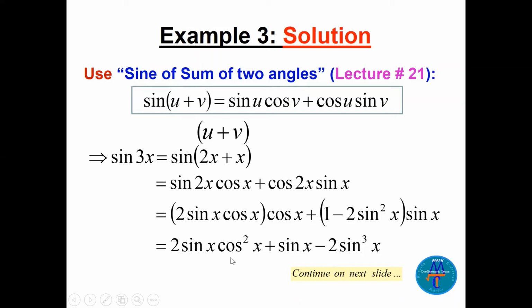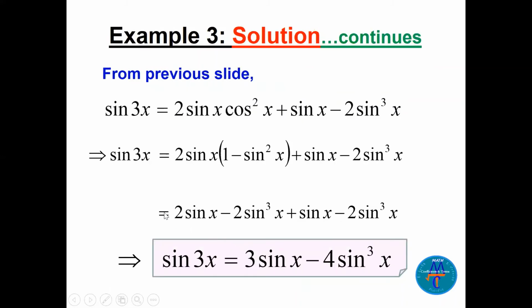The only thing we have to change is cosine squared of x. Now cosine squared of x, there's a formula: 1 minus sine squared of x. Replace it here. And then distribute 2 sine x minus 2 sine cubed. And we have already there sine of x minus 2 sine cubed of x.